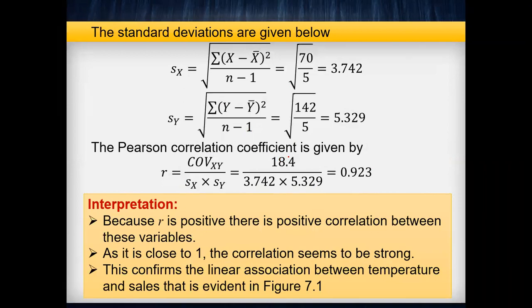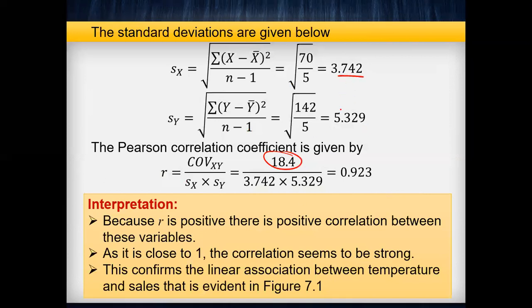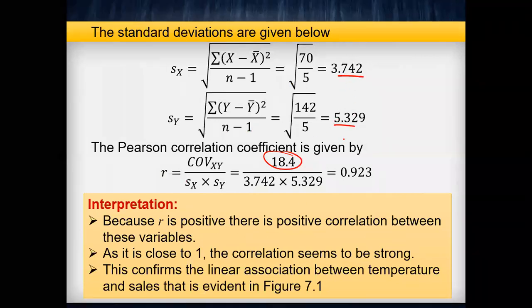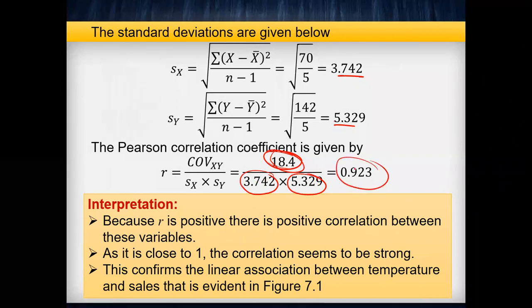Here we get the variance, so you have to take the square root to get the standard deviation. So here we get the standard deviations for both the x and y variables, and dividing 18.4, which is the covariance, by the standard deviation of x and standard deviation of y, we get the Pearson correlation coefficient.